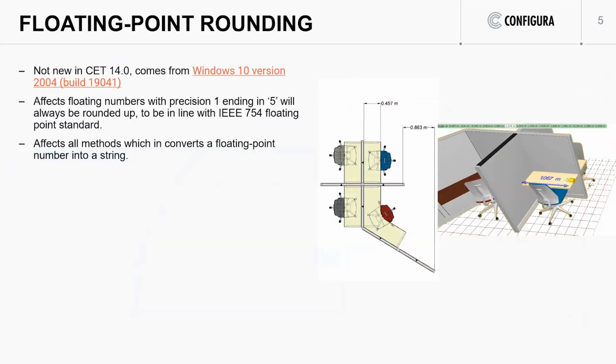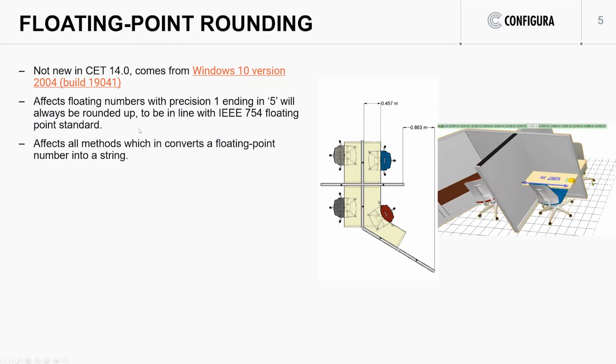Next up, floating point rounding. This is actually not something new in CT 14.0, but this wasn't mentioned in the previous migration guides, so we're covering this in CT 14.0 migration. This comes from version 2004, a Windows 10 update. Windows rolled out a Windows 10 update so that the floating point rounding can be in line with the IEEE 754 floating point standard.